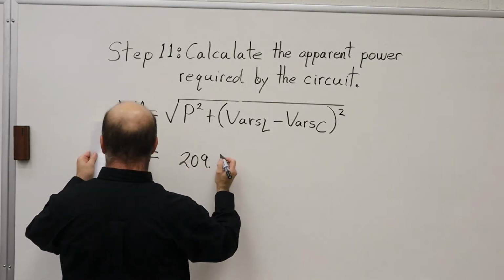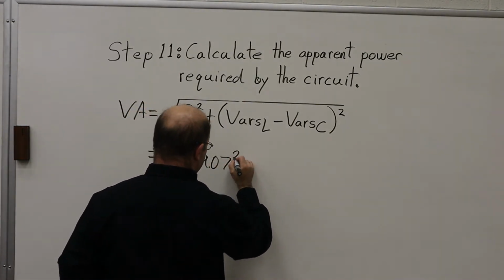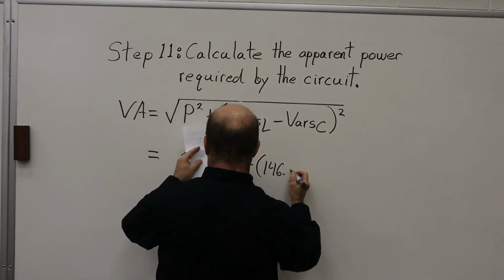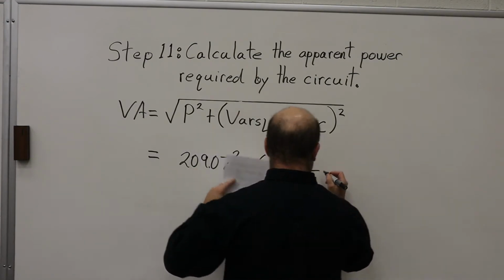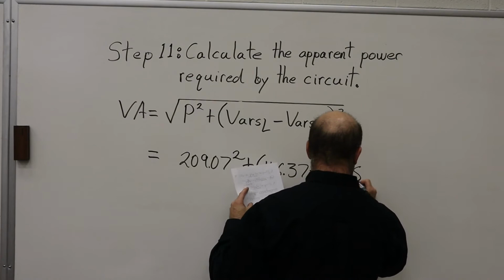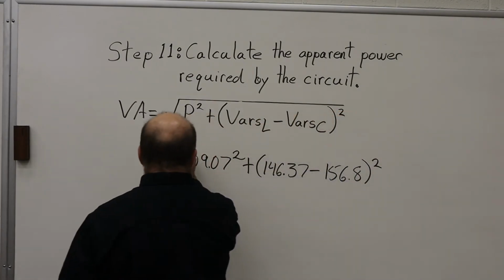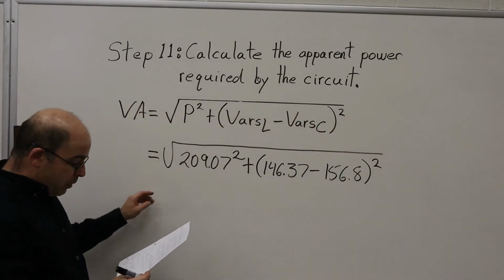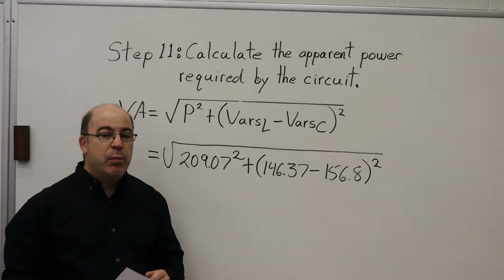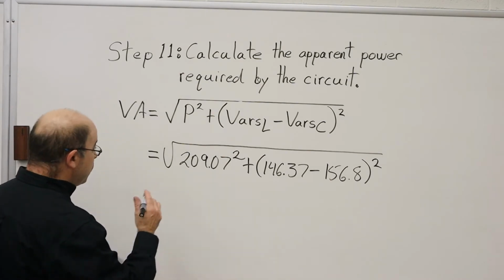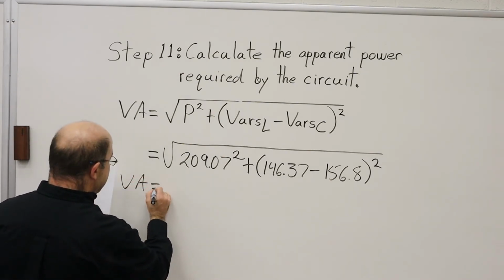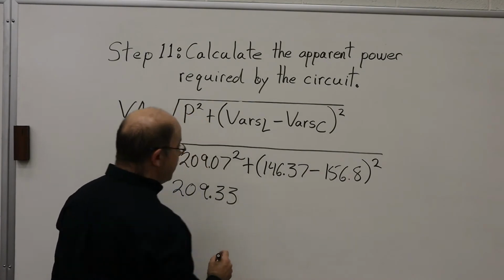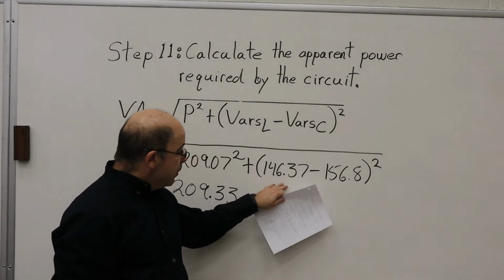So 209.07 watts of true power squared plus, open our brackets, 146.37, subtract 156.8, close the brackets, square it up, square root, try hard to make a straight line. If we punch this into a calculator in a single operation, you should be getting, for an answer rounded to 2 decimal places, a VA of 209.33.